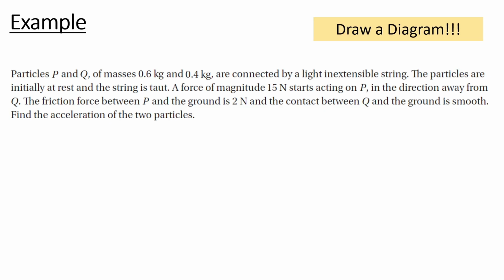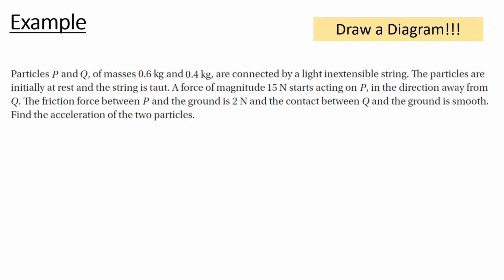Now moving on to our next example, it says that particles P and Q of masses 0.6 kilograms and 0.4 kilograms are connected by a light inextensible string. The particles are initially at rest and the string is taut. A force of magnitude 15 newtons starts acting on P in the direction away from Q. The friction force between P and the ground is 2 newtons, and the contact between Q and the ground is smooth. Find the acceleration of the two particles.